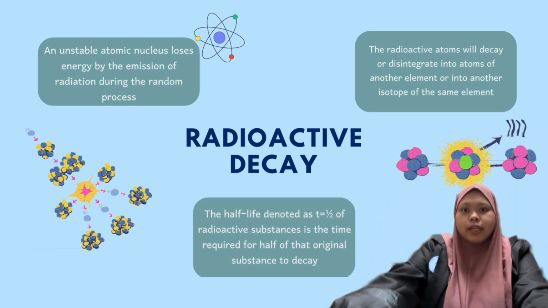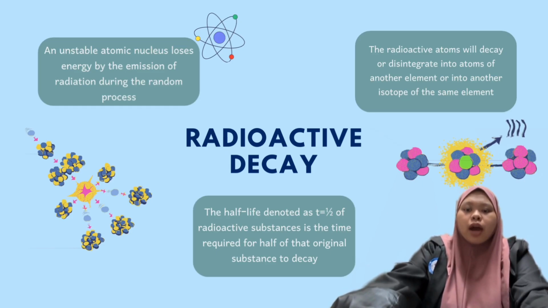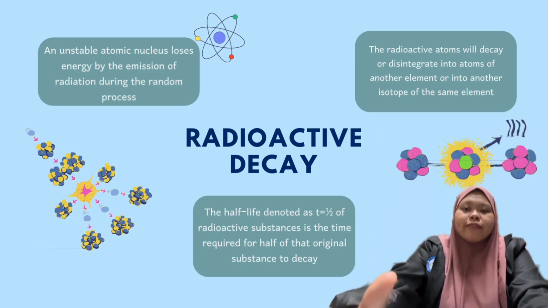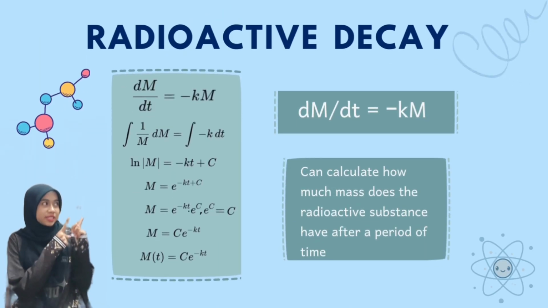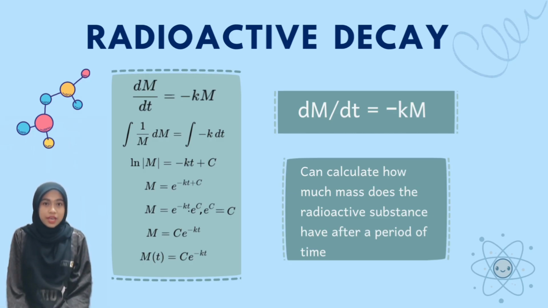Another important idea is called half-life. Half-life is the time needed for half of the radioactive material to decay. Now, let's focus on the mathematical model shown here. We start with the differential equation of radioactive decay, which is dm over dt equals negative km. This equation tells us that the rate of change of m with respect to time is proportional to the value of m itself. The negative sign shows that the value of m decreases as time increases.